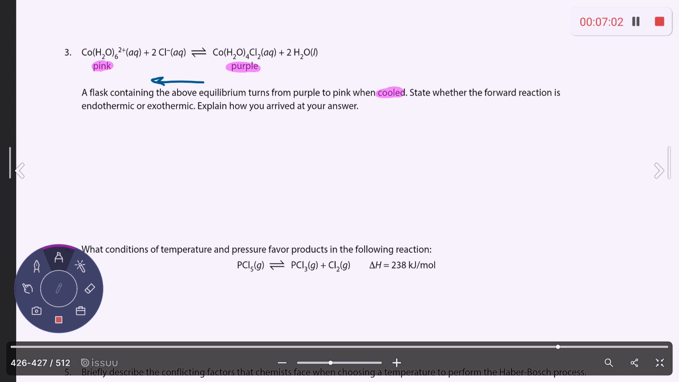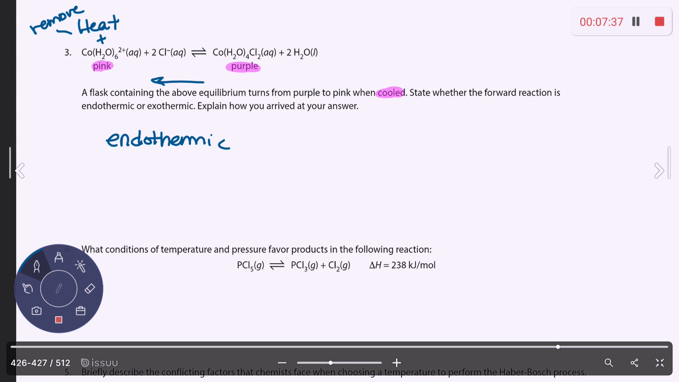So we removed temperature. So does that mean this is an endothermic or exothermic reaction? Endo. And the reason why it's endothermic is because isn't heat a reactant in endothermic reactions? So if I cool it, I'm removing heat. So that causes me to shift to the left. And that's why it's turning pink.